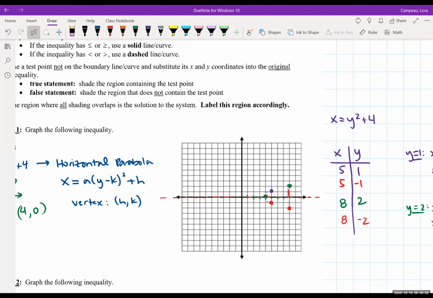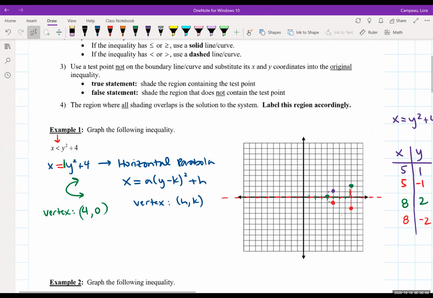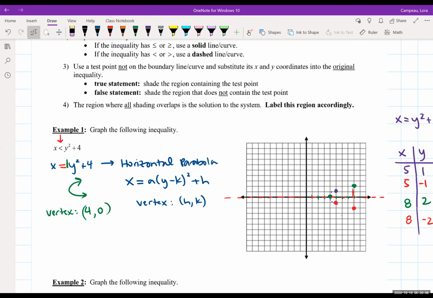If I am going to graph it, the next thing I have to decide is, will I have a solid or dashed curve? Because we have the less than symbol, there's no less than or equal to, we're going to use a dashed curve for this. So we'll do our best to emphasize that it is a dashed curve and not a solid curve.